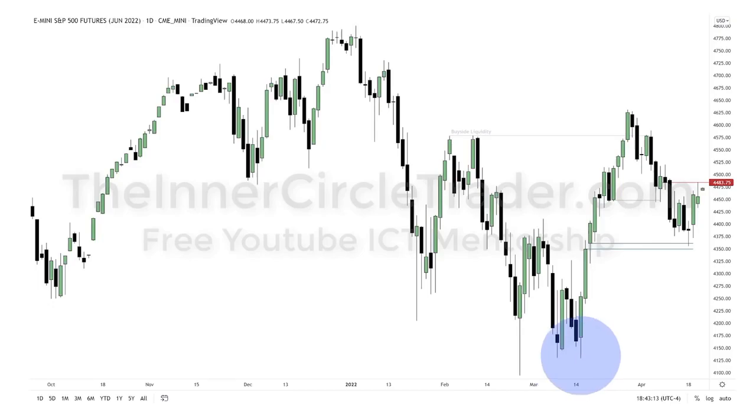Why is this a swing low? We have a candle to the left of it that has a higher low than this one, and a candle to the right of it has a higher low than that one. So that's a swing low, that one here to here, that's my daily dealing range.